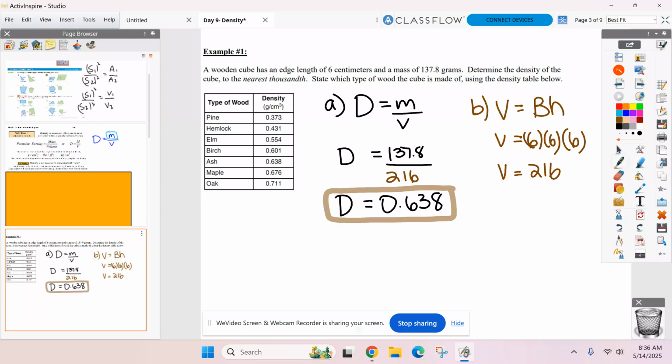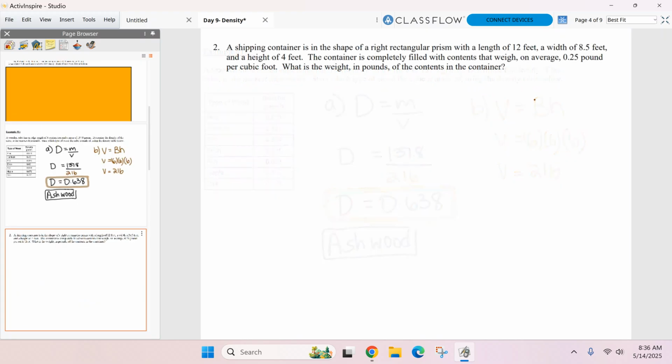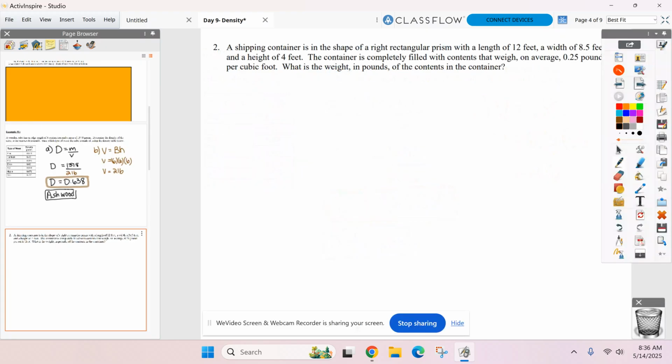So there's the answer to the first part. And then the second part is, all right, use the table. Tell me what type of wood we're using. 0.638 is ash wood. All right, all good. Just a plain old find the density. Now we're going to get a little bit more difficult. I am going to go to 2 next. We're going to skip around, though, after this one.